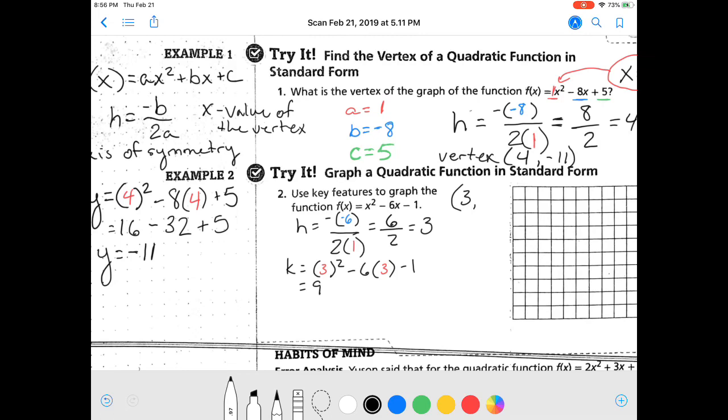3 squared is 9. 6 times 3 is 18. Then minus 1. 9 minus 18 is negative 9. Minus 1 is negative 10. So the k, or y value, of my vertex is negative 10. This is also my minimum value for my quadratic function.